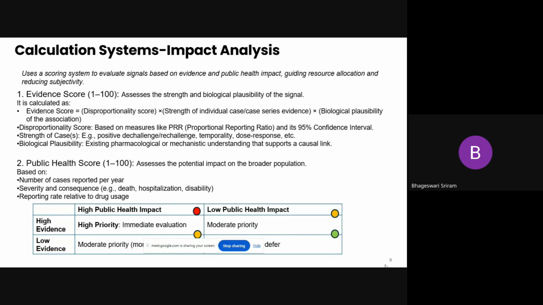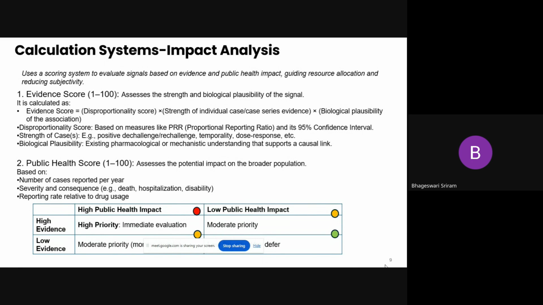So let's look at the impact analysis. It uses a scoring system to evaluate signals based on evidence and public health impact. So guiding resource allocation and reducing subjectivity. So two aspects to be considered: evidence score. The evidence score assesses the strength and the biological plausibility of the signal.